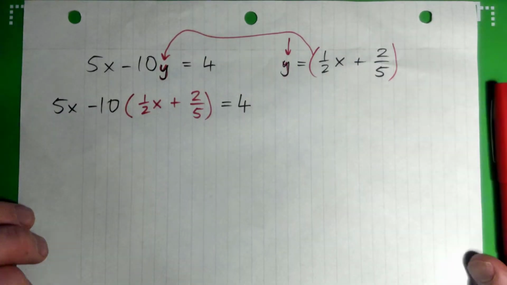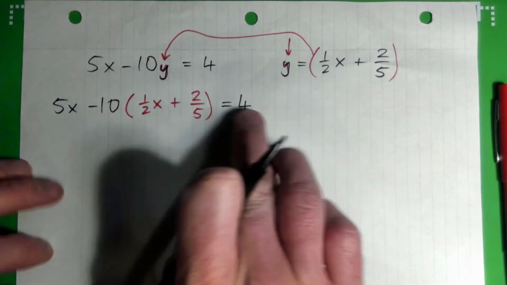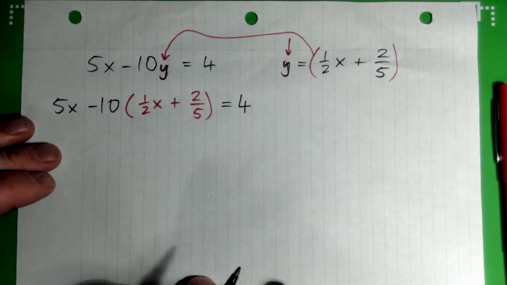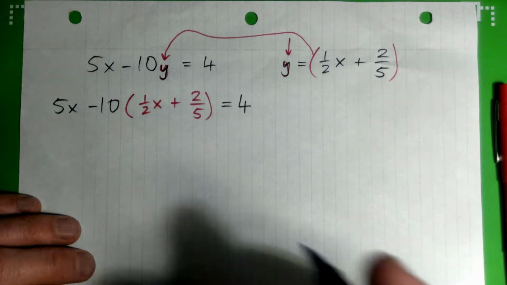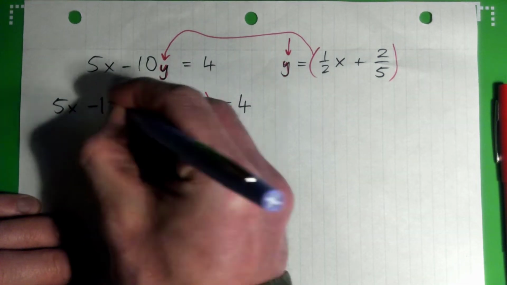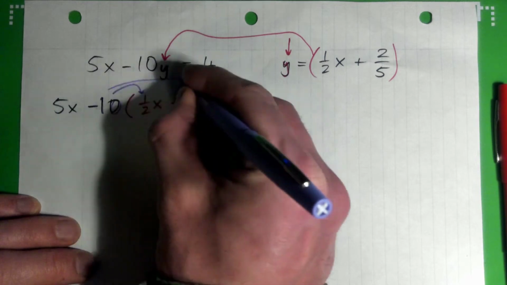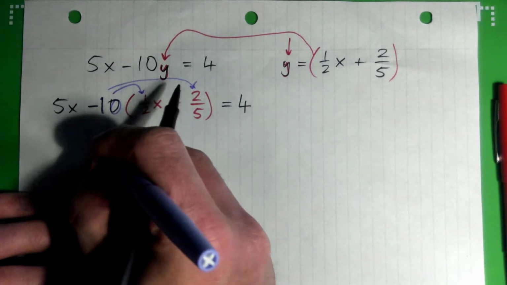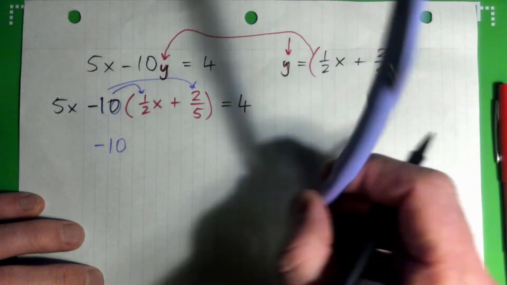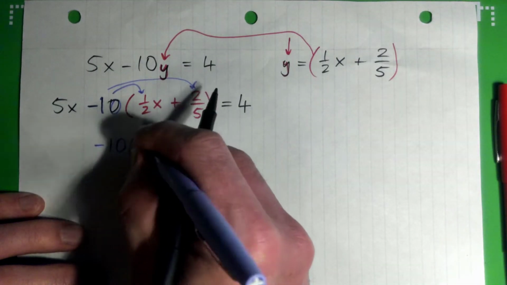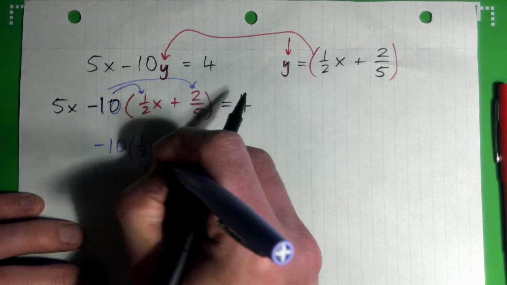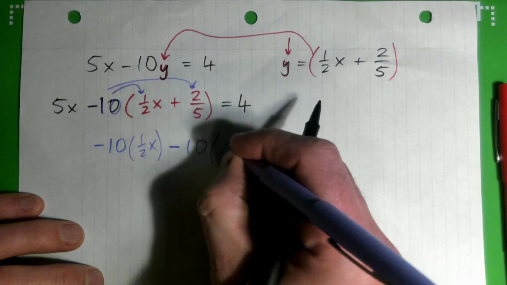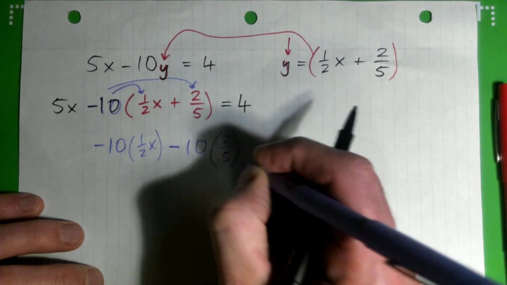Now, we've got an equation with just x in it. That's nice. This will end up solving for x, hopefully. We've got to apply the distributive property with the negative 10. Negative 10 times this thing, then negative 10 times this thing. I'm just going to go slowly. So, negative 10 times like a half x. And then negative 10 times 2/5. Okay, so that's what we'll end up with.